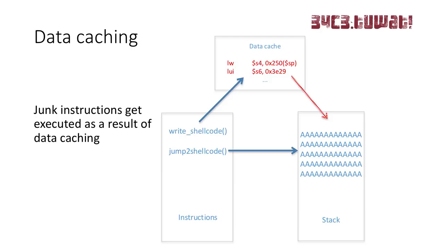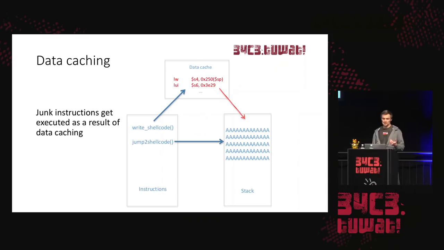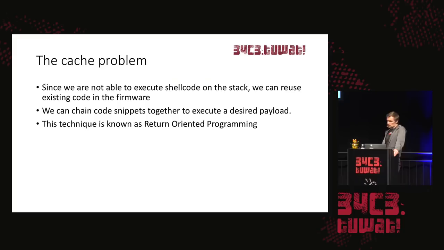And when we place our program counter to the stack, we end up executing garbage instructions, which results in a crash once again. So this problem is basically a data execution prevention. Well, it's not, it's a cache, but the solution to this problem is the same as for data execution prevention, and it is return-oriented programming.